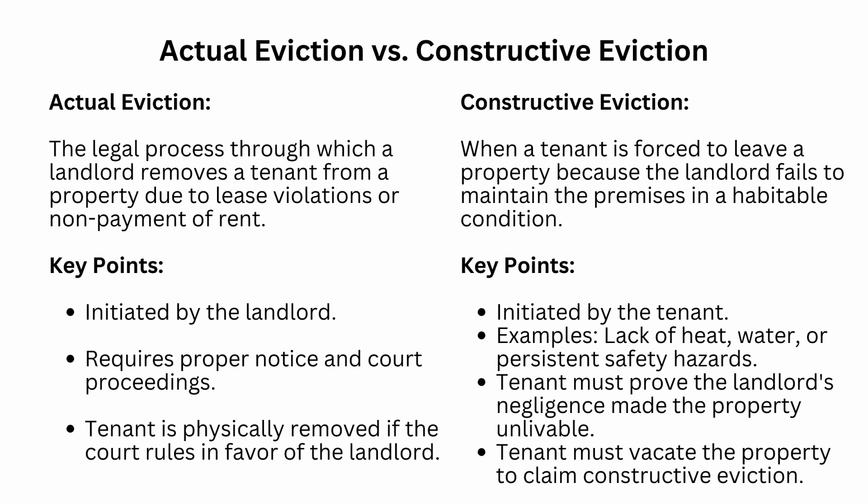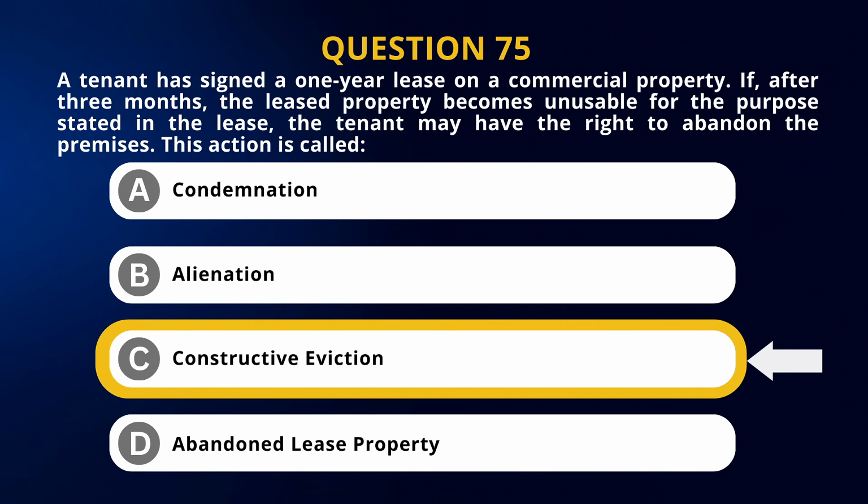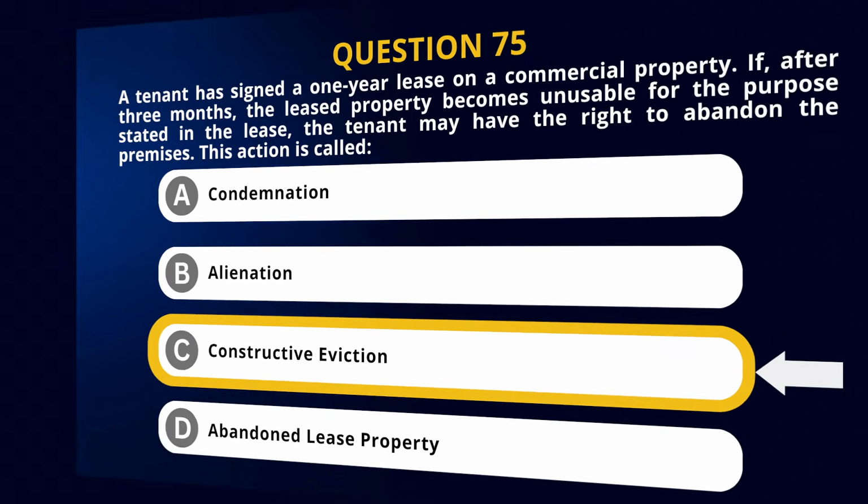And the other phrase that you see is an actual eviction, which is the standard eviction that most people have in their minds. Someone doesn't pay rent, for example, and then the landlord sues to remove the tenant from the property. That's the actual eviction. And this is the definition of a constructive eviction. So you want to know what a constructive eviction is for sure. Obviously, you want to know condemnation, alienation, and constructive eviction.